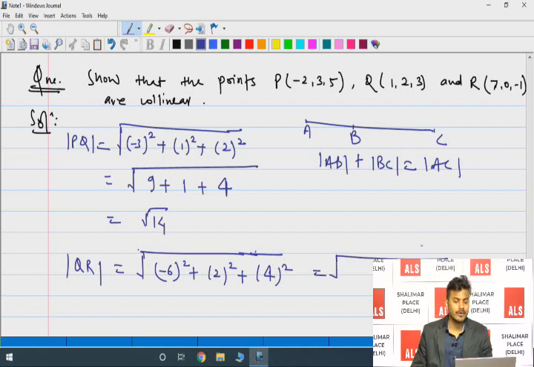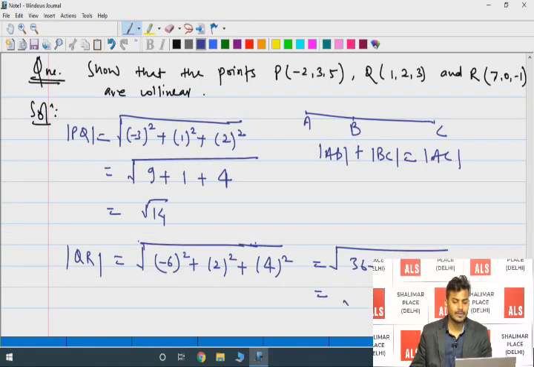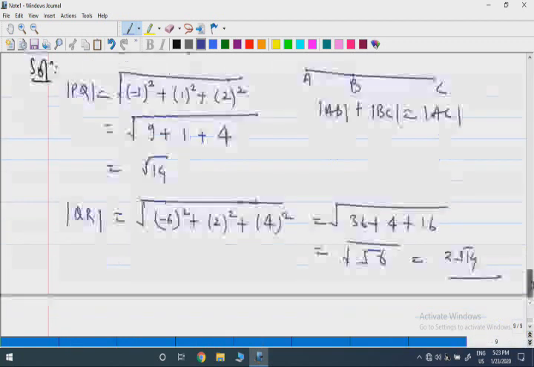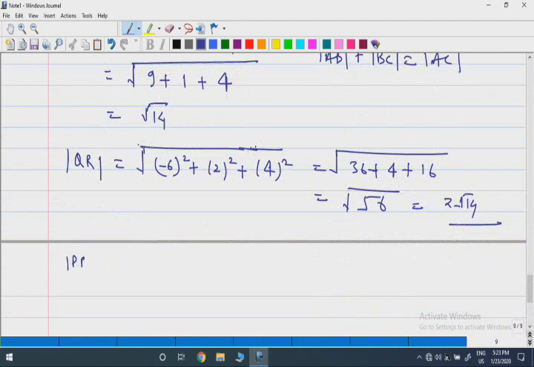It is clear, everyone. Next, minus 6 whole square is 36, plus 4, plus 16. So we will get a total of 16 plus 4, 20, 56, which is 2 root 14. Okay, 2 root 14. Let's find out PQ distance, PR distance.